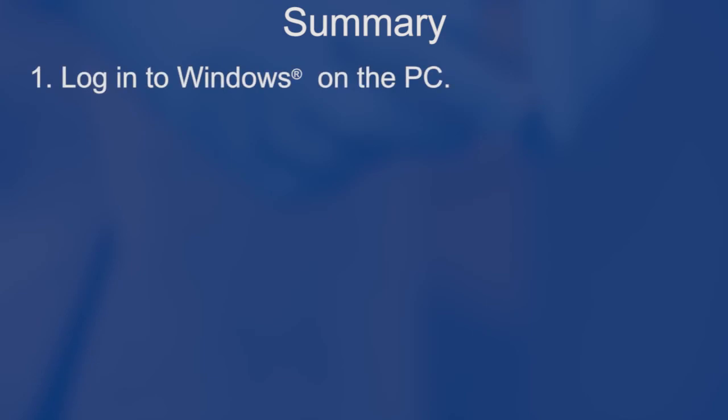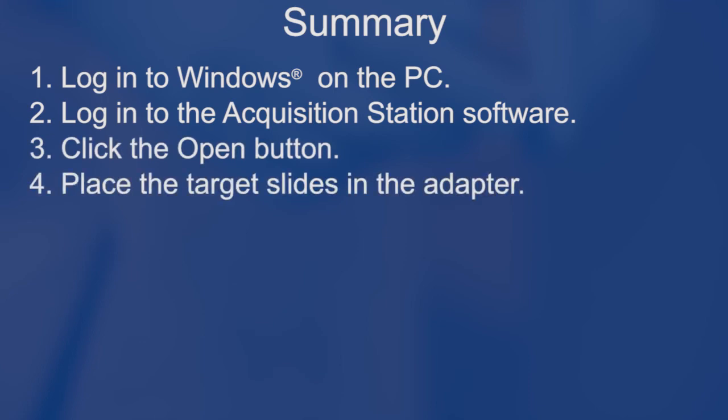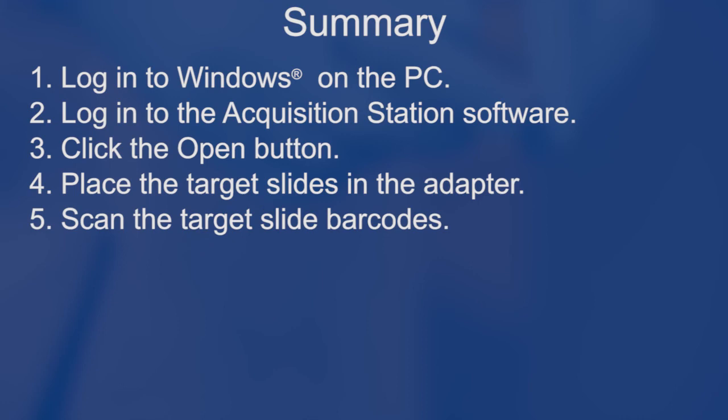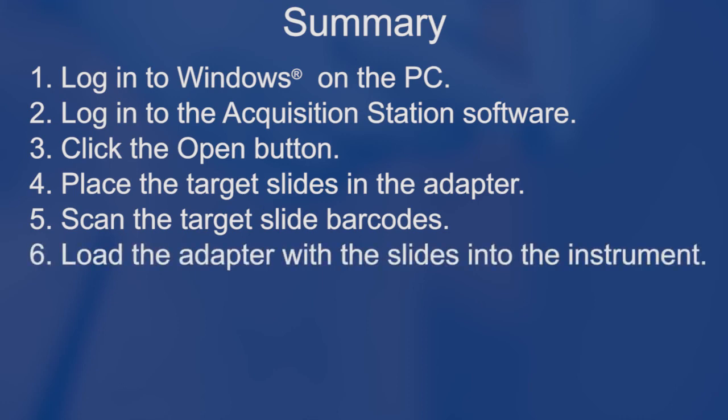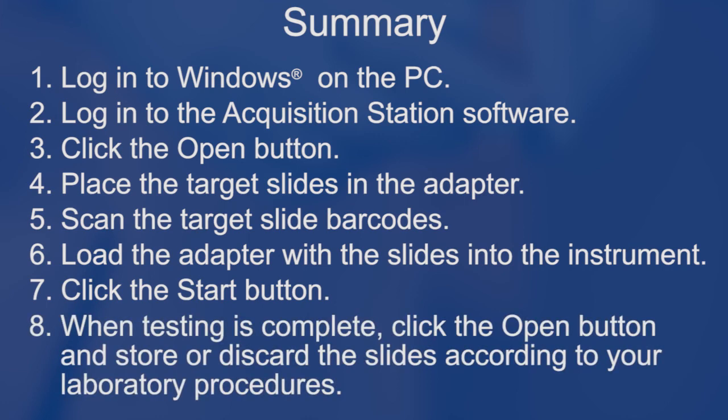Summary: log into Windows on the PC. Log into the Acquisition Station software. Click the Open button. Place the target slides in the adapter. Scan the target slide barcodes. Load the adapter with the slides into the instrument. Click the Start button. When testing is complete, click the Open button and store or discard the slides according to your laboratory procedures.